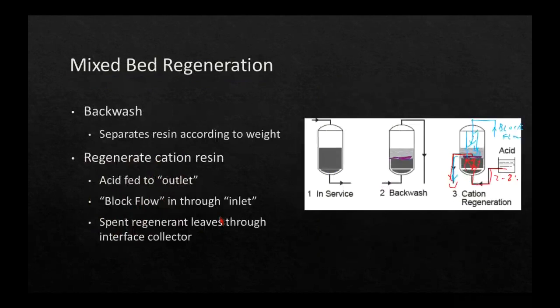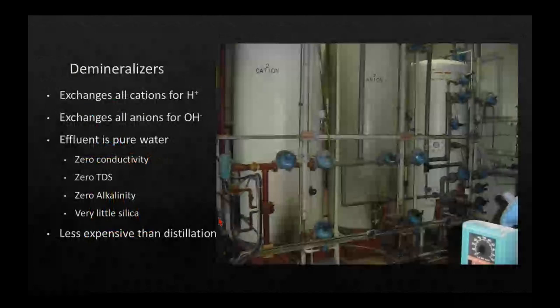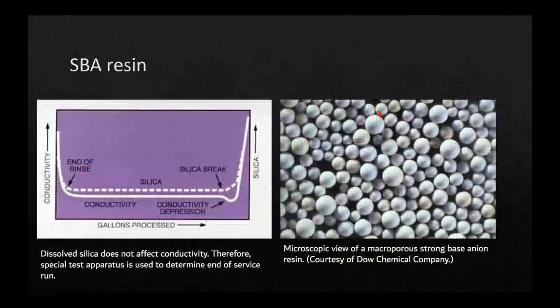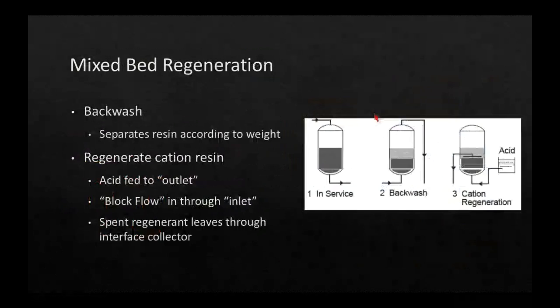It's not necessary. As you can see in the plant where I worked, we didn't have a decarbonator. One of the reasons is that the strong base also removes carbonic acid. So that's why we didn't have to worry about it. If we had a weak base, we would for sure have a decarbonator.